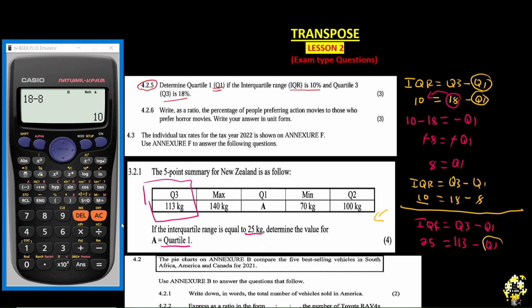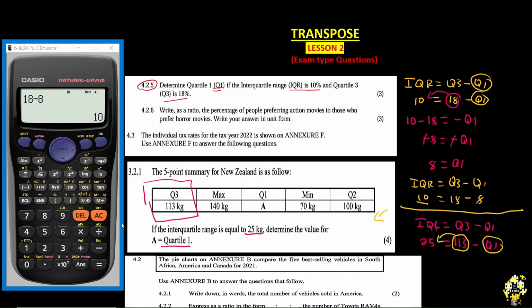The problem is that Q1, what we are looking for, is not on one side by itself. That's why we have to transpose to get it by itself. Who is the problem? This is the problem. What do we do to the problem? We just send it to the other side. Let's send it over to 25.